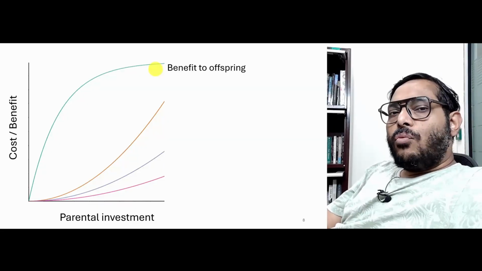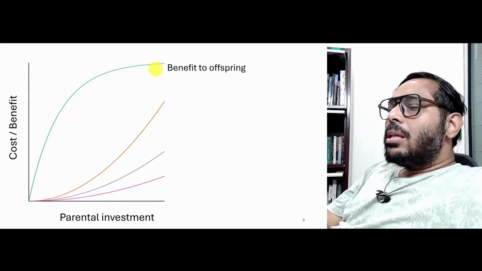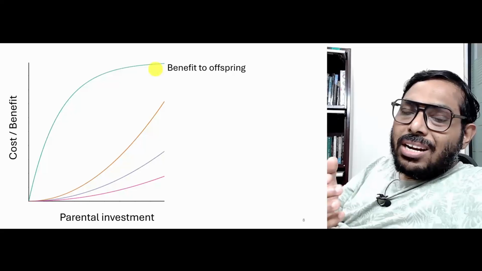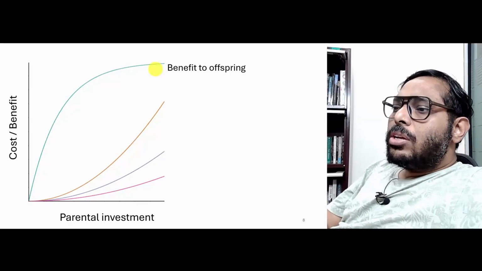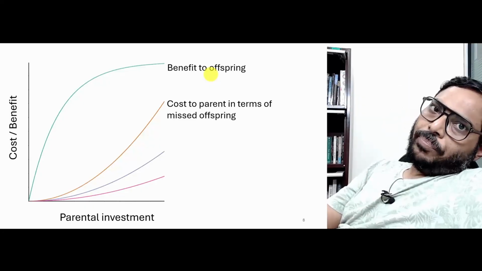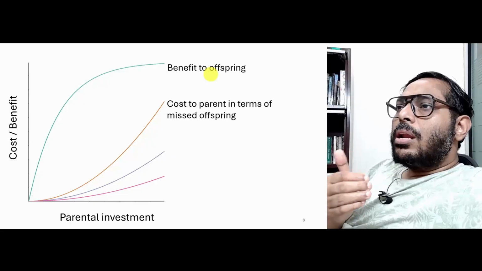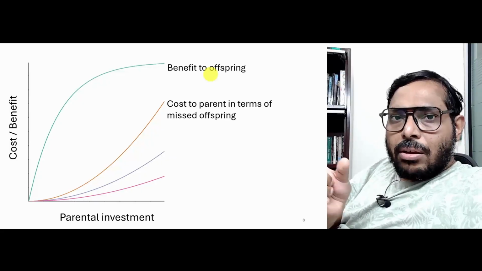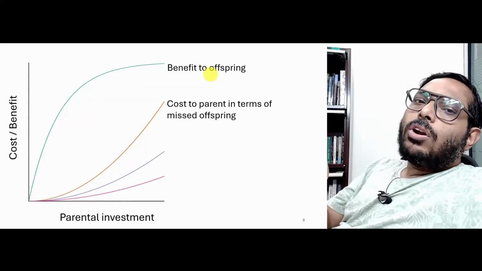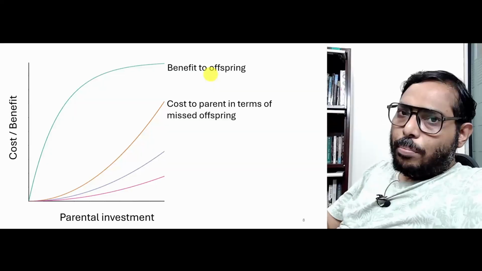Now, obviously, when a parent is making an investment, then that is coming at a cost to the parent. Now, what is the cost in terms of? In this particular case, we talk about the cost in terms of missed reproductive opportunity. In other words, if I were giving, let us say, this much of extra offspring care to the offspring, then I am missing out on making this many number of babies. Okay. So, the cost is to be thought of in terms of a missed opportunity.